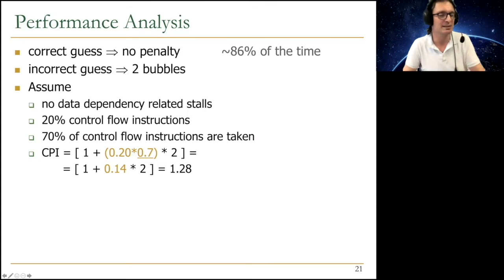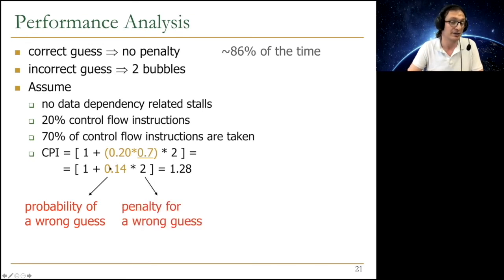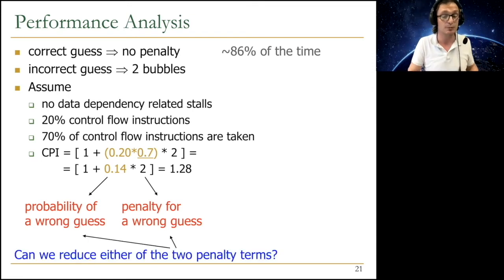We've already seen the big downside of branches, so that's why I'm not going to spend a lot of time on this. But I would like to point out 2 things over here. One is the probability of a wrong guess, that's the branch prediction accuracy or branch misprediction rate, let's say. And the other is the penalty of a wrong guess, if you will. So you can actually optimize for both. Let's take a look at the penalty for a wrong guess. We can reduce either of the 2 penalty terms.